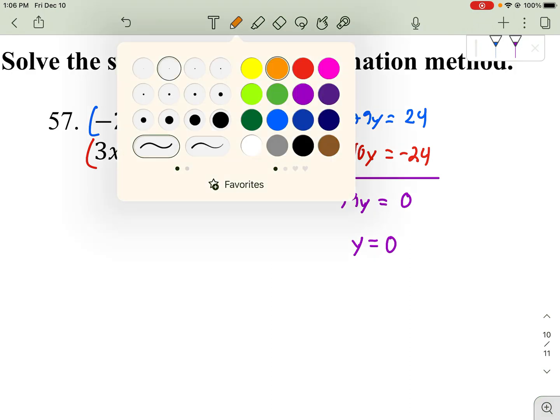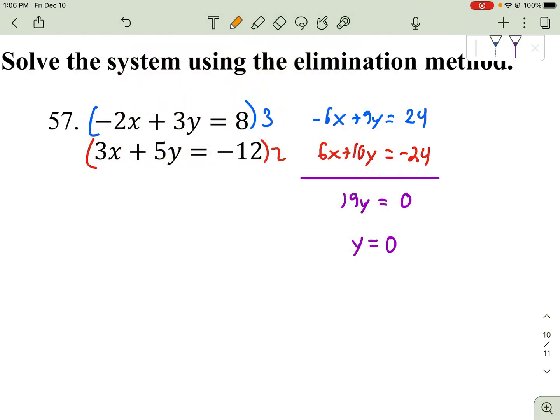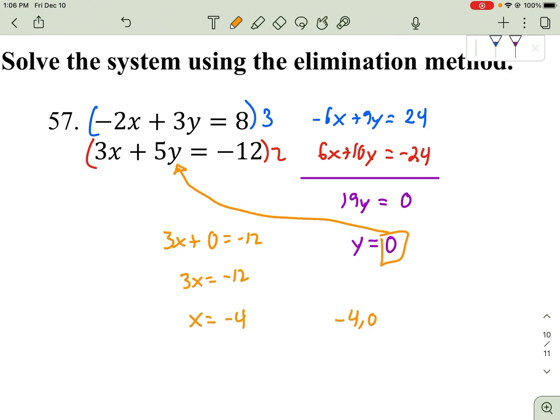Once you know y equals 0, you can plug in 0 for y into either equation. I'm going to plug it into this one. And that will get me 3x plus 0 equals negative 12. So 3x equals negative 12. Divide by 3, and you get x equals negative 4. So our solution here is negative 4, 0 when written as an ordered pair.